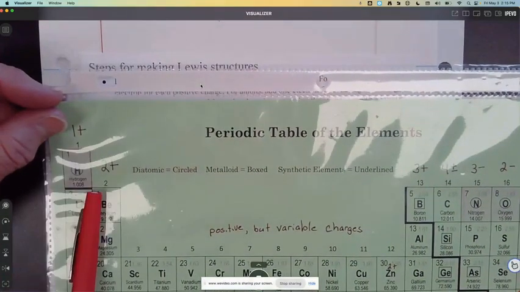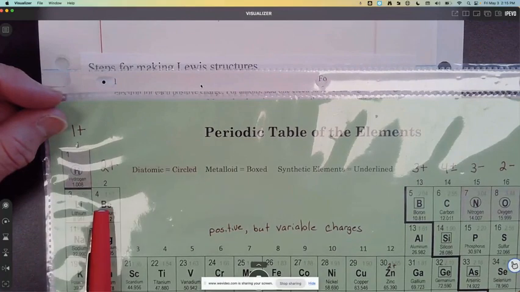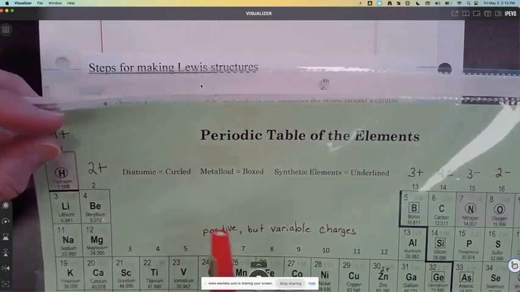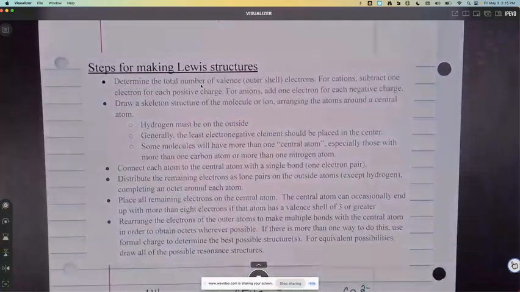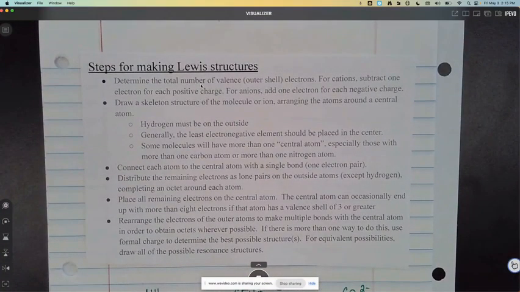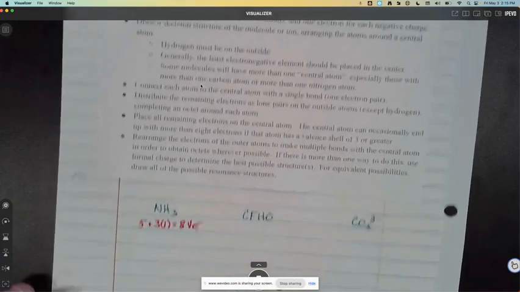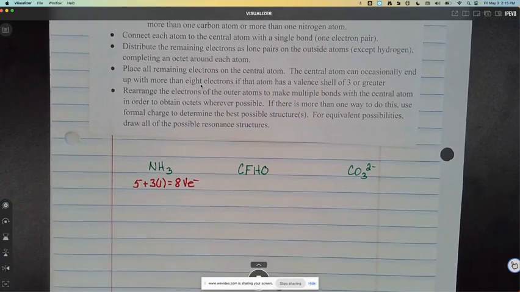We've learned that everything in the first column has 1 valence electron, second column has 2. We skip the middle, 3, 4, 5, 6, 7, and 8. So with NH3, nitrogen has 5 valence electrons. We have 3 hydrogens at 1 valence electron. So NH3 has 8 valence electrons.